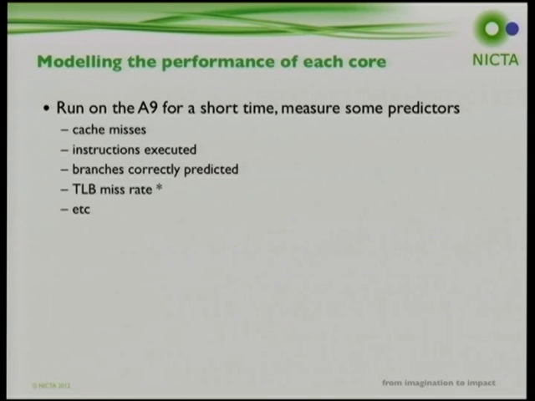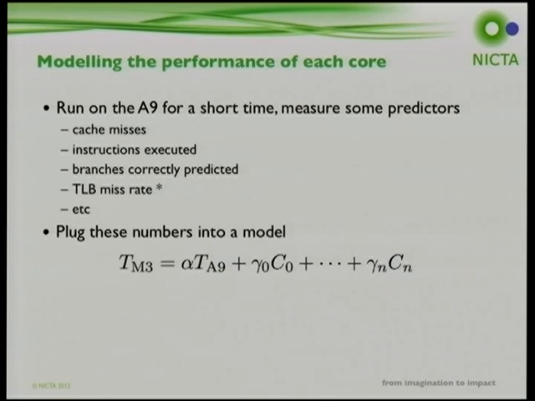Just quickly, we delved into this idea of modeling the performance using a linear model based on some parameters collected on the A9s, such as cache misses and number of instructions executed, to predict what's going to happen if we migrated to the M3. This is a typical approach in academia, typically not done in the real world because it's so hard to generate a model in the first place. But anyway, we were able to characterize a model based on those performance predictors.